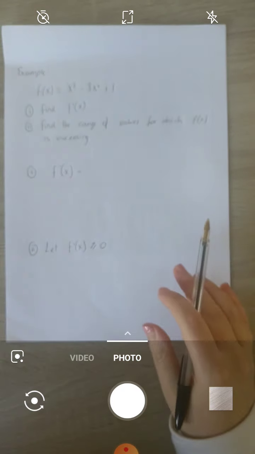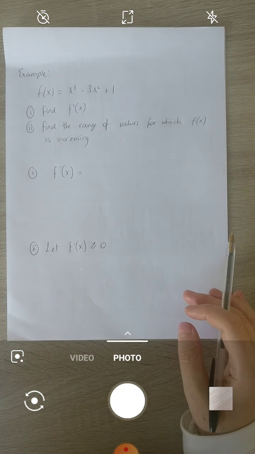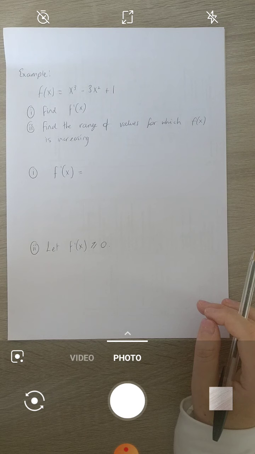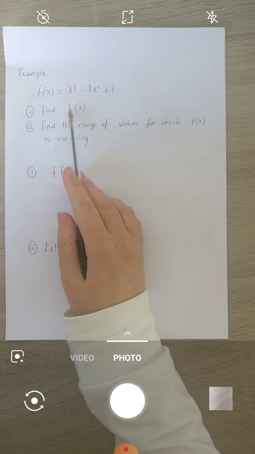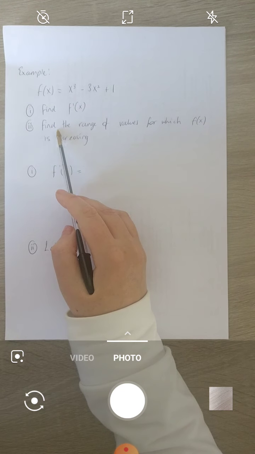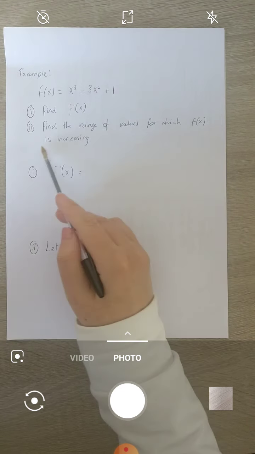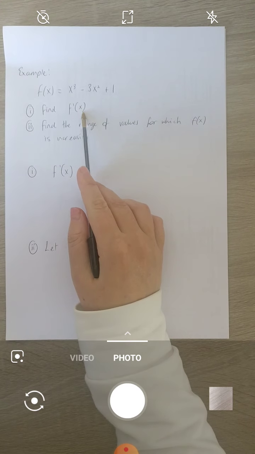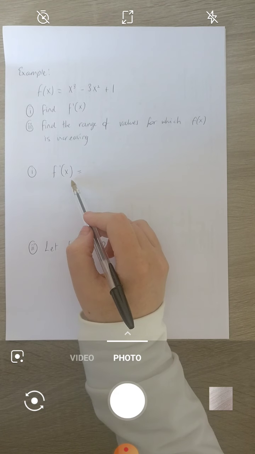So in the example, it says f of x is equal to x cubed minus 3x squared plus 1. Now in this question they say find f prime of x, but they might actually just ask find the range of values for which f of x is increasing, and you would have to know that I need to differentiate first. So let's do part 1 and we'll differentiate.